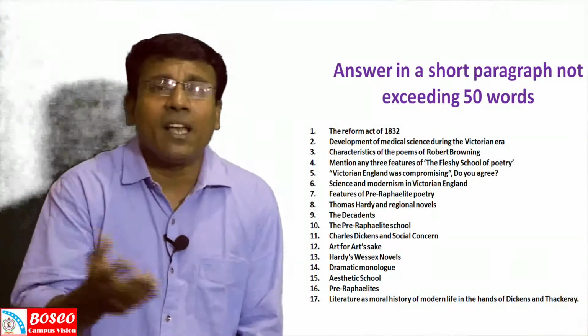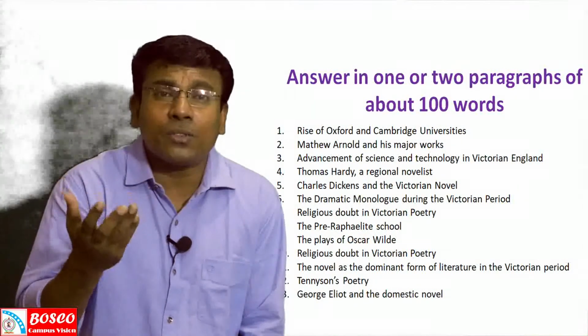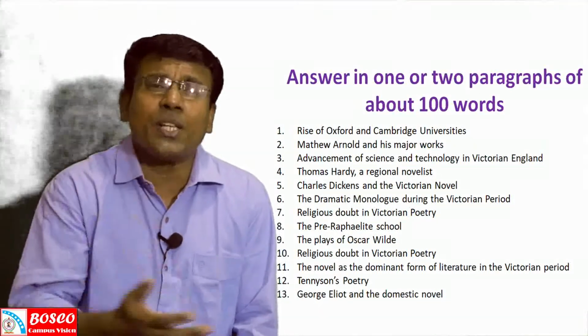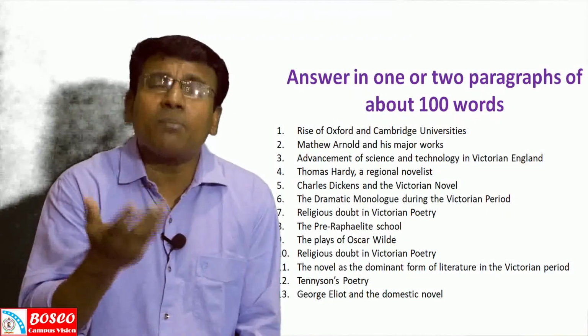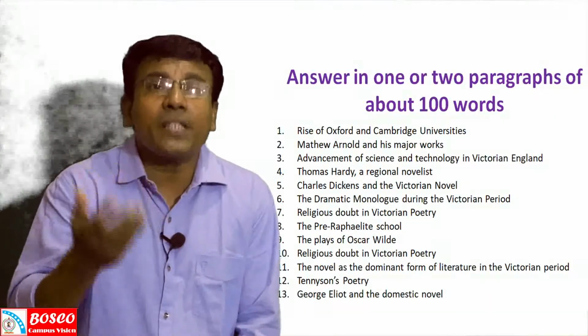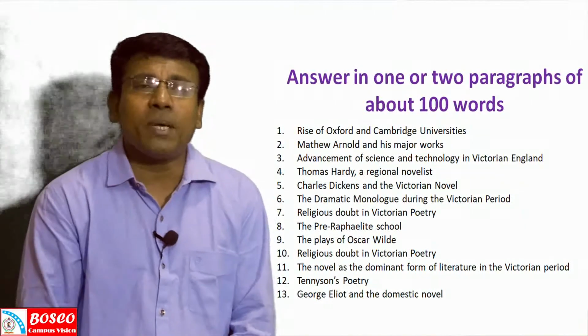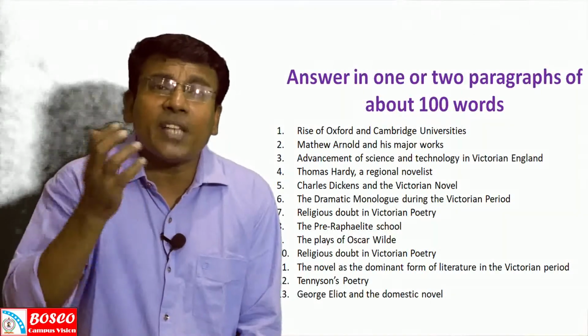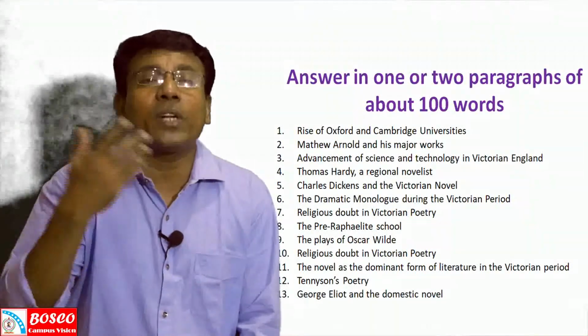The next category, answer in one or two paragraphs of about 100 words. It's a long answer question. The first question, the rise of Oxford and Cambridge universities. The second question, Matthew Arnold and his major works, appeared in another question paper. The third question that appeared in one question paper is advancement of science and technology in Victorian England.